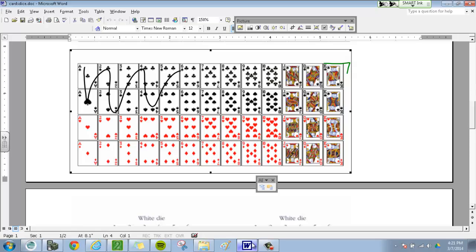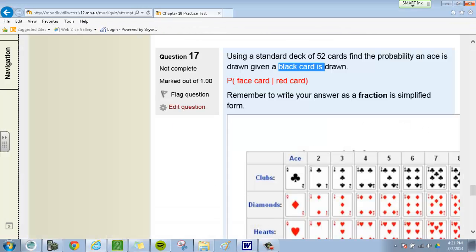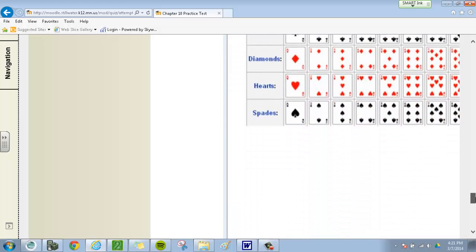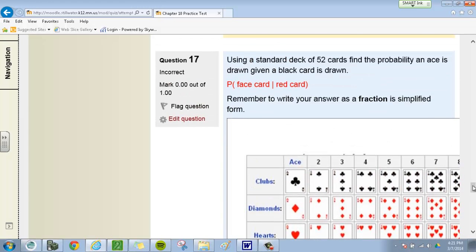So we have this many black cards, right? This is the black cards. Of those black cards, there's 26. There are 2 aces, so you have 2 over 26, which is just 1 over 13. So let's see if that's the right answer on that one. 1 over 13, is that what it's asking for? Okay, see if I got this right. Nope. Okay, so it's not asking for that.